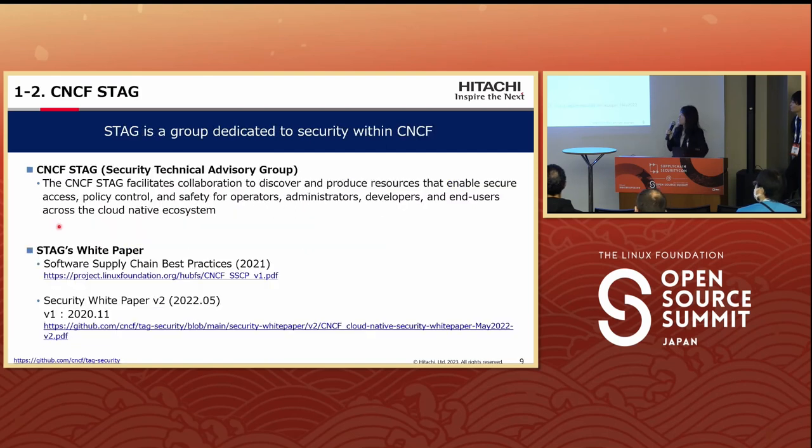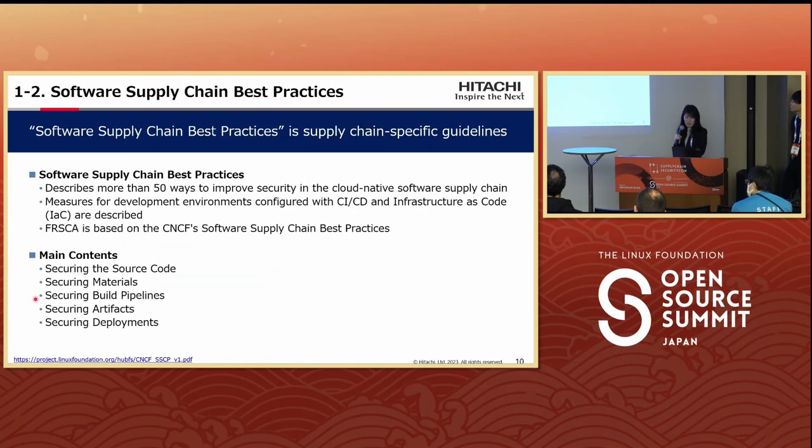Next is CNCF STAG. STAG, the Security Technical Advisory Group, is a group dedicated to security. And STAG has published two white papers: Software Supply Chain Best Practice and Security White Paper. First, Software Supply Chain Best Practice is a supply chain specific guideline. It describes more than 50 ways to improve security in the cloud native software supply chain. And FRSCA is based on this best practice.